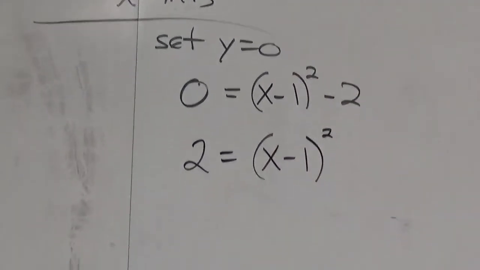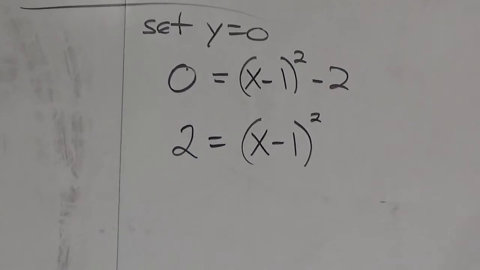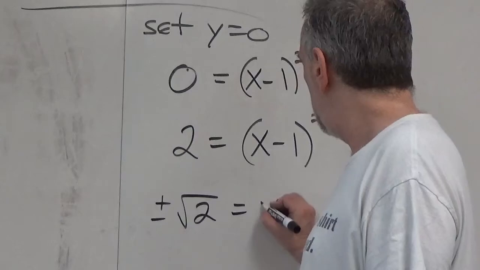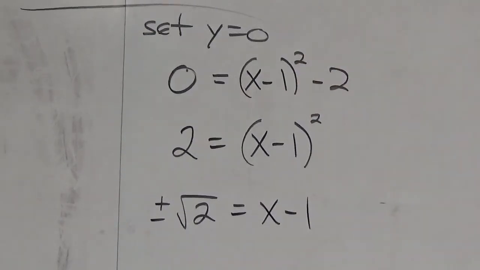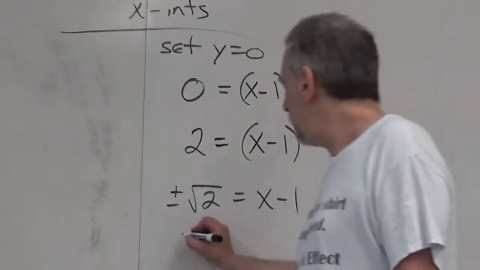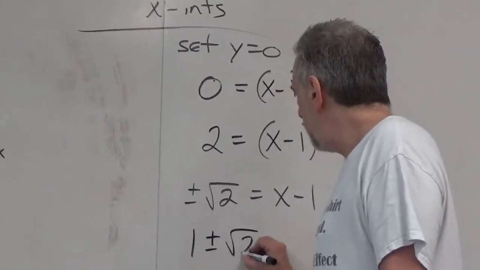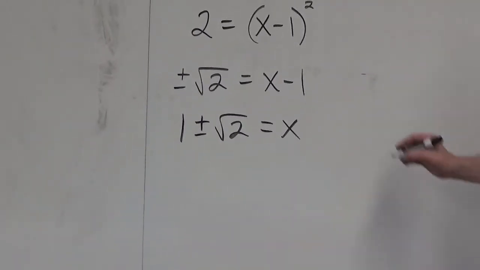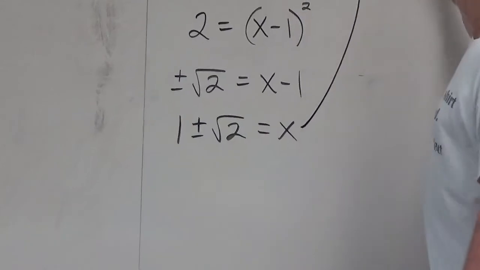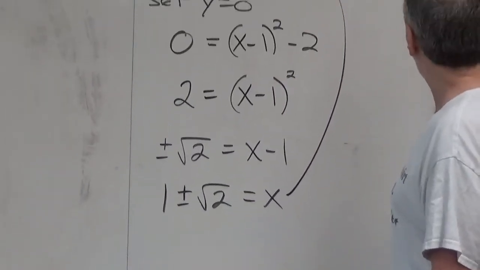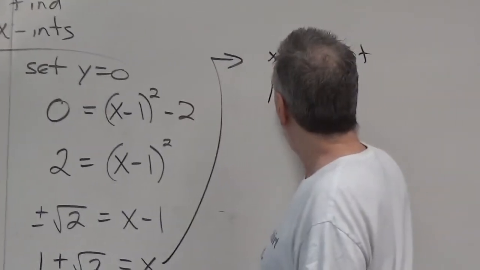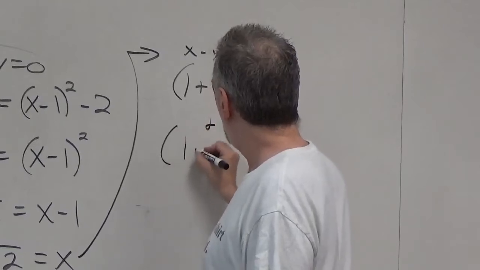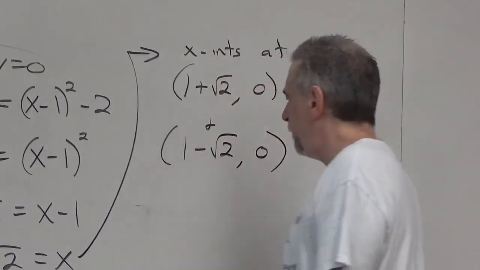We're going to take the square root of both sides, and in this case we are going to take both the plus and minus. So we get plus and minus square root of 2 equals x minus 1, and then we're going to add 1 to both sides. So 1 plus and minus square root of 2 gives us the x values where our x-intercepts are. Okay, so this is x-intercepts at 1 plus root 2, 0, and 1 minus root 2, 0.